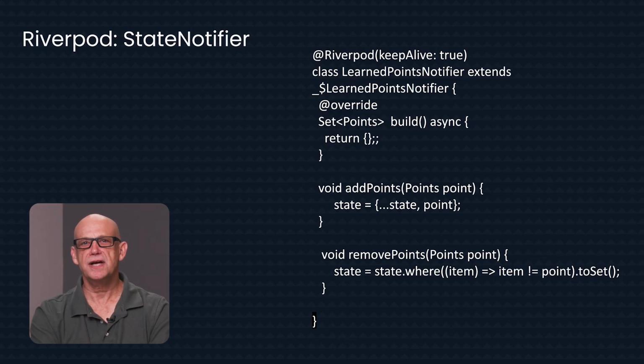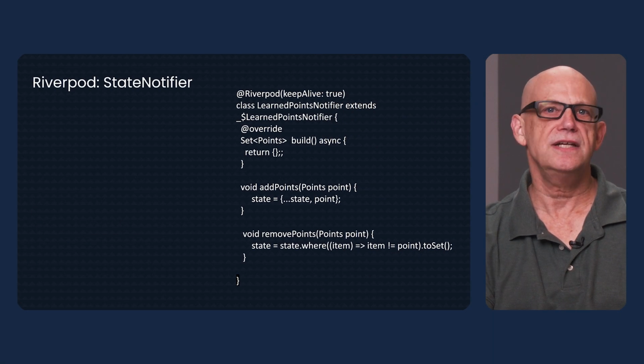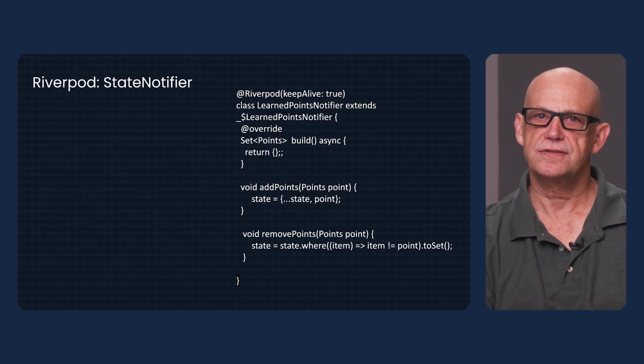First, I define my learned points notifier. The build method sets the initial state, a set containing the first form. Then I have methods like add points and remove points. Notice how they update the state. They create a new set. This immutability is key to how Riverpod detects changes.